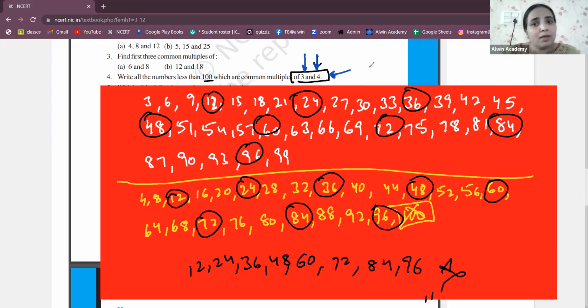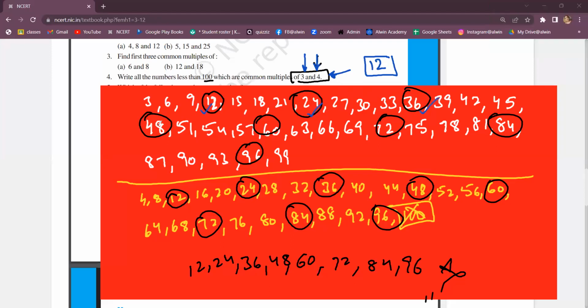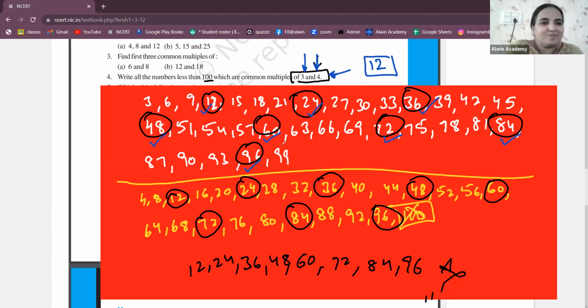Iska matlab, multiply them. What is 3 4s? That is 12. And all the numbers that come on the table of 12, the multiples of 12, actually are the answer. Dekho dhyan se. 12 ones are 12, 12 twos are 24, 12 threes are 36, 12 fours are. Got it better or not?